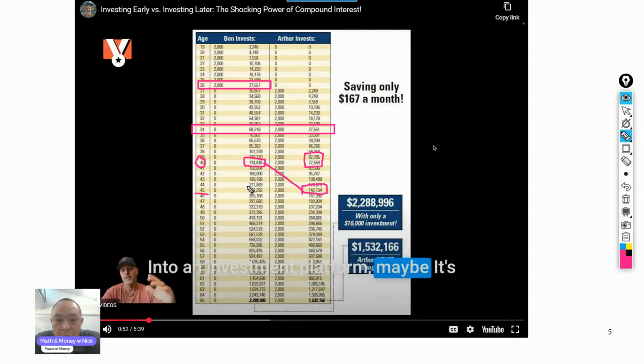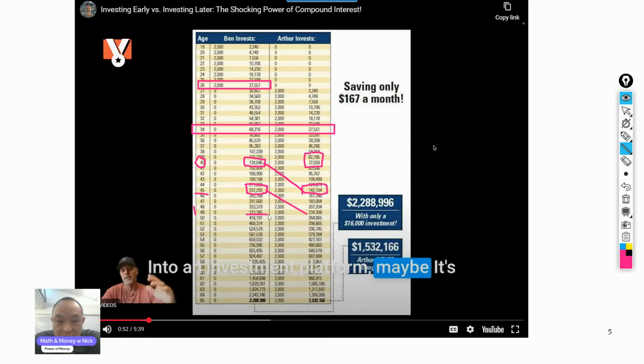But through compound interest, Ben here has made $237,000. Now let's go over to $237,000. Arthur makes that at age 49. But Ben has made $373,000, even though he has not put in any more money.